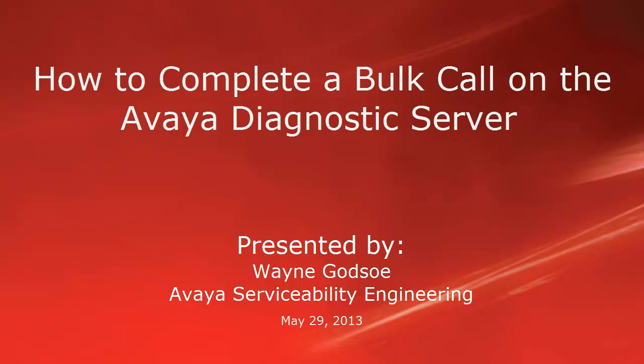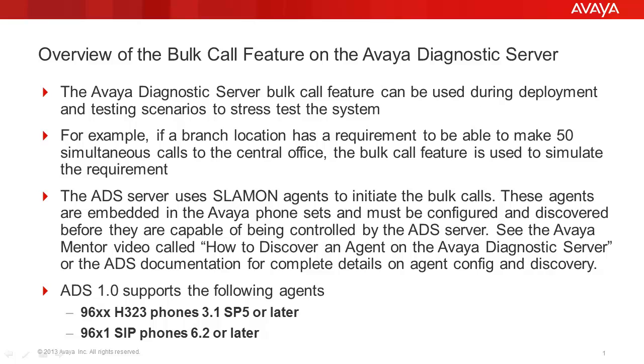This tech tip will cover the steps to complete a bulk call on the Avaya Diagnostic Server. The Avaya Diagnostic Server bulk call feature can be used during deployment and testing scenarios to stress test the system. For example, if a branch location has a requirement to be able to make 50 simultaneous calls to the central office, the bulk call feature is used to simulate the requirement.